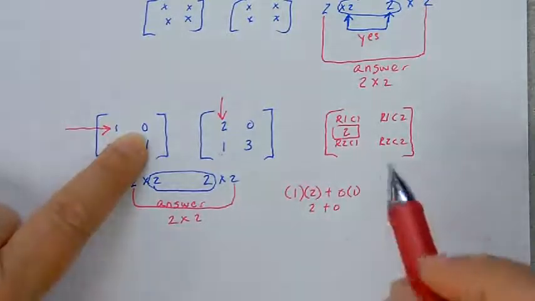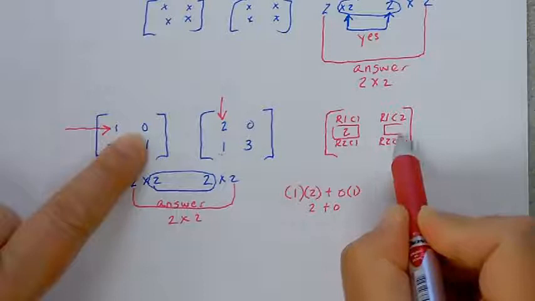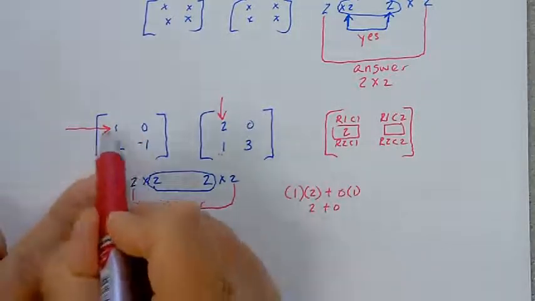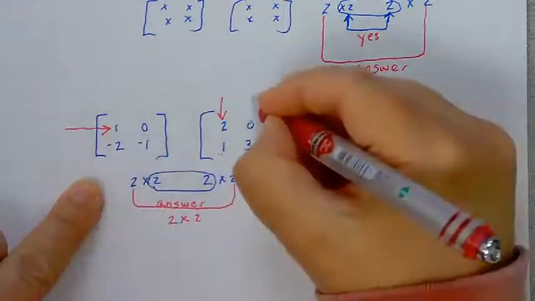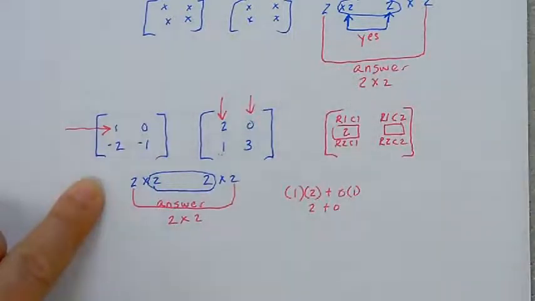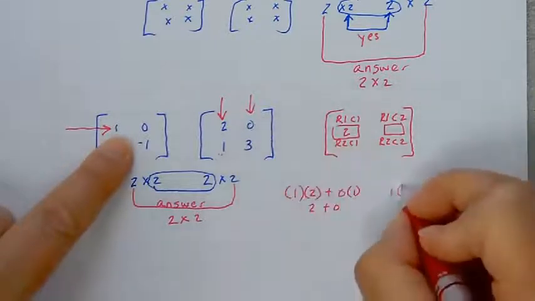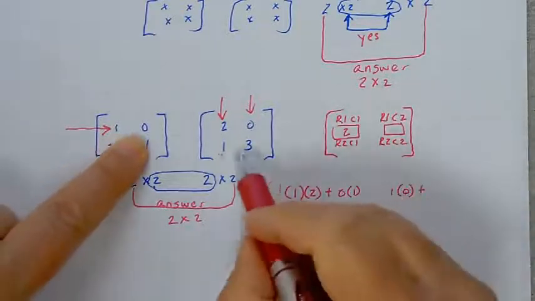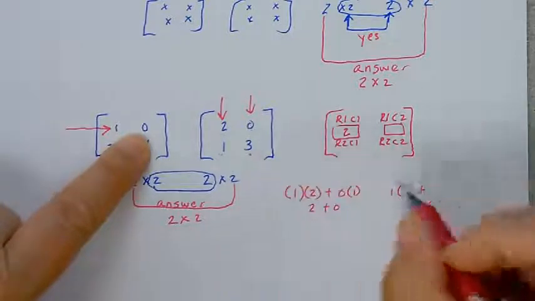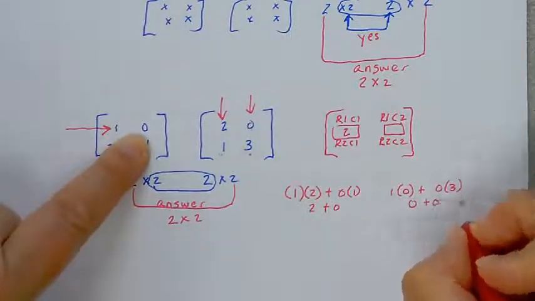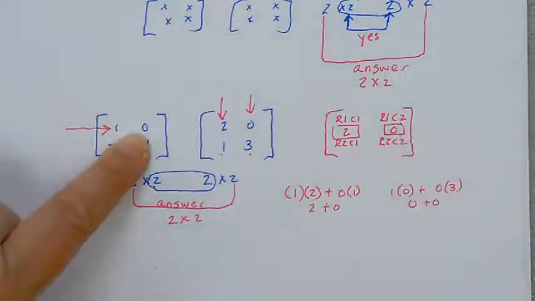For the next spot, I'm going to use row 1 of the first matrix and column 2 of the second matrix. So row 1 of the first matrix times column 2 of the second matrix. So 1 times 0 plus 0 times 3. So I get 0 plus 0, which is 0.